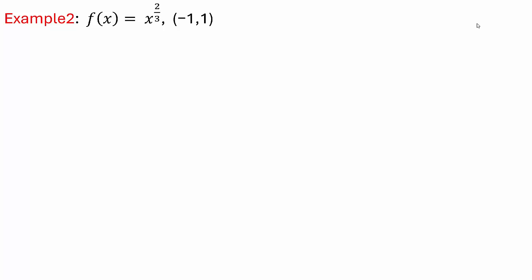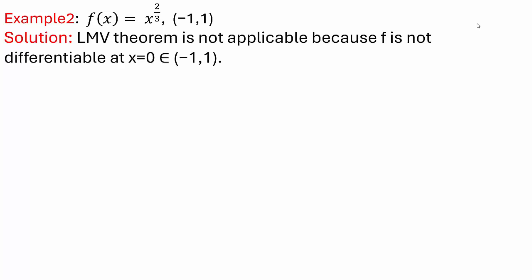Second example, f of x equals x raised to 2 by 3 in the interval minus 1 to 1. The LMV theorem is not applicable here because f is not differentiable at x equal to 0, which belongs to the interval minus 1 to plus 1. How is f not differentiable? At 0, the derivative of f does not exist.